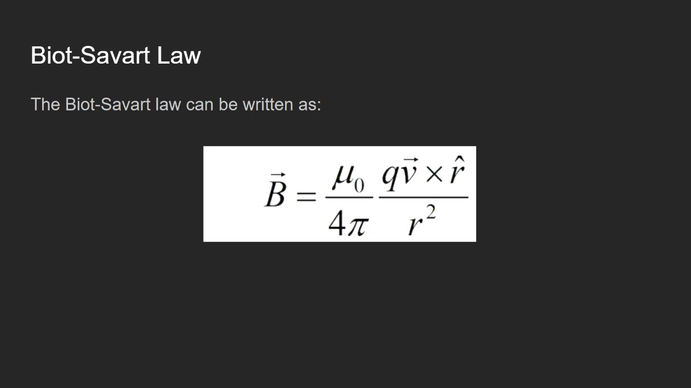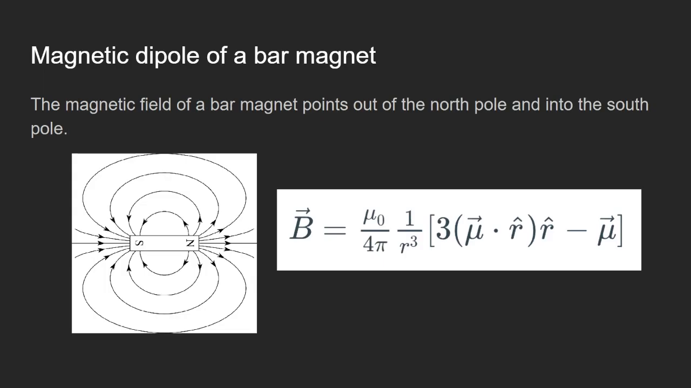The Biot-Savart law can be written as the B vector, which is equal to mu naught over 4 pi times q, just the charge, multiplied by the cross product of the velocity and the r hat vector, over r squared. Now, the magnetic dipole of a bar magnet.